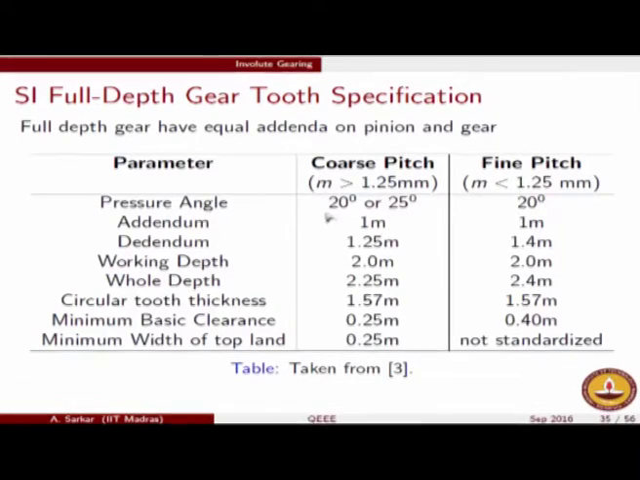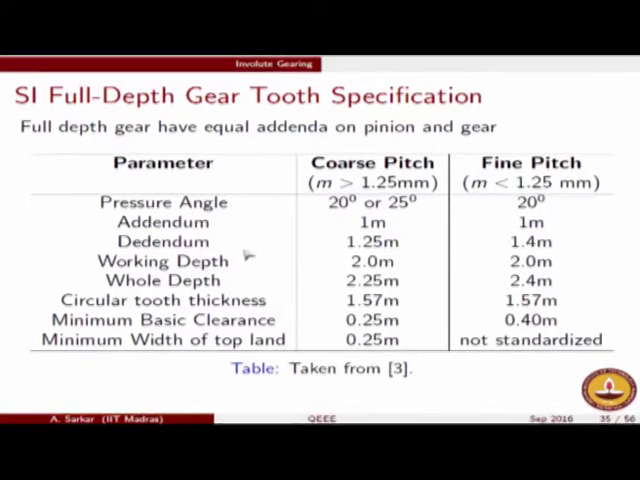So the pressure angle, as I said, is mostly 20 degree, or 25 degree in case of coarse pitch is also used. Addendum is 1 module, dedendum is 1.25 module, working depth, whole depth, circular tooth thickness, everything is mentioned in this formula. So these are standard formulas. It is just that we should use these formulas so as to be able to work out the geometry.